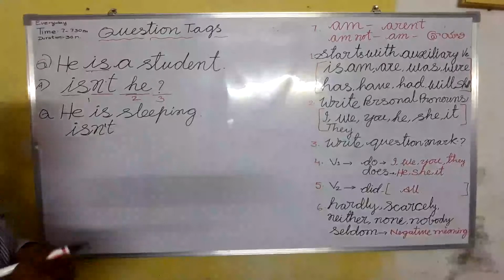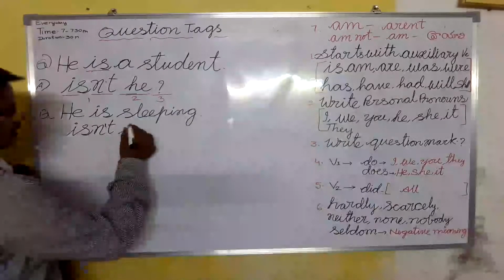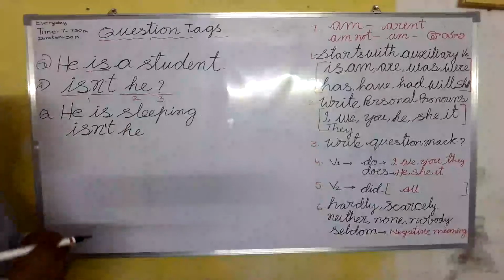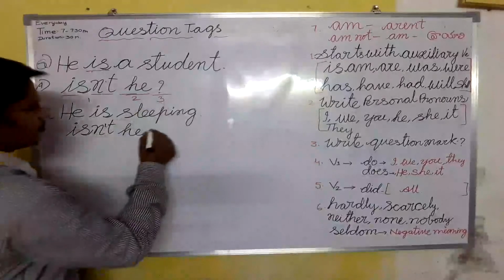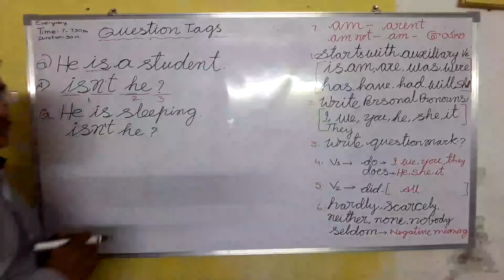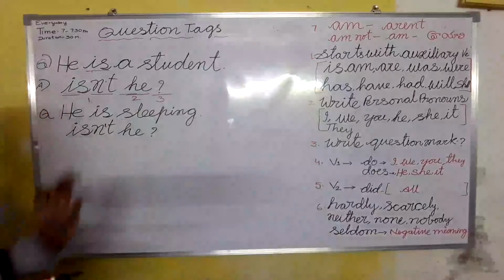Negative. First point is the auxiliary verb, and the second point is what? Pronoun. He. What is the third point here? Question mark. How to put it. So this is the answer for this one. Okay. Now we shall see it with are.